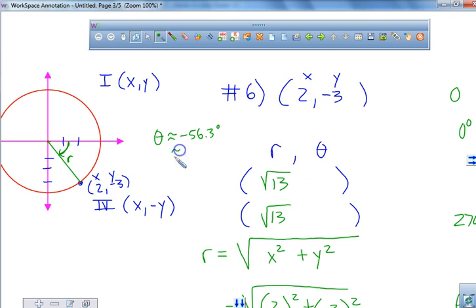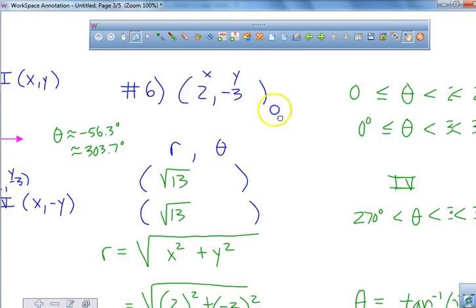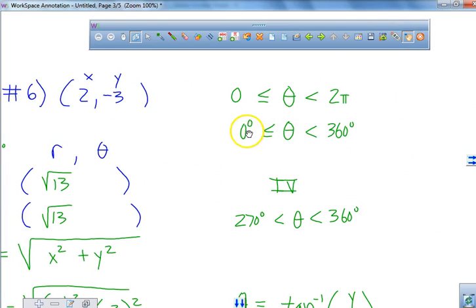Understand, these are the exact same thing. This answer happens to be between 0 and 360. So right here, 303.7 degrees. Now some of you might be wondering, great, I understand how I got theta in degrees, but how do I change that to radians?